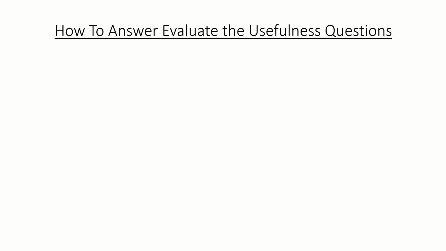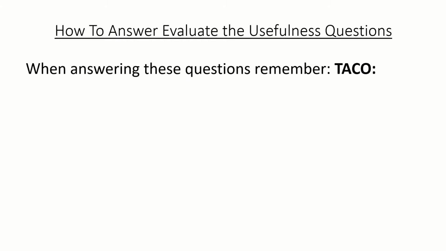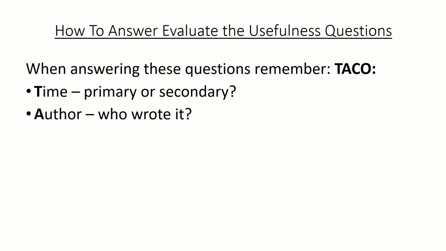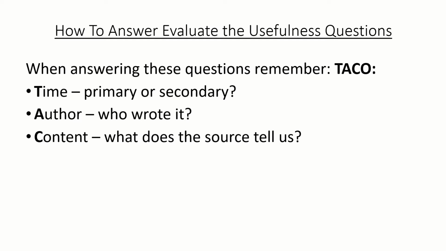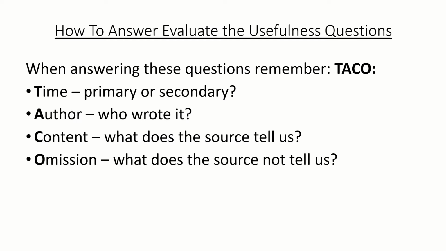So, when answering the evaluate the usefulness question, I think it's easy to just remember them by the acronym TACO. So we start off with time, which is just whether it's a primary or secondary source, then author, which is who wrote it, then content, what does the source actually say, and omissions, which just means things that are missed out, which is what does the source not tell us.